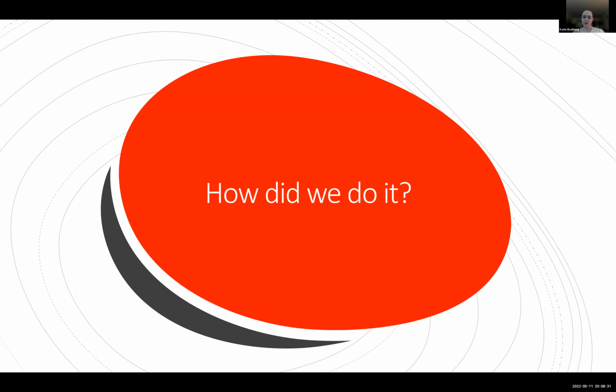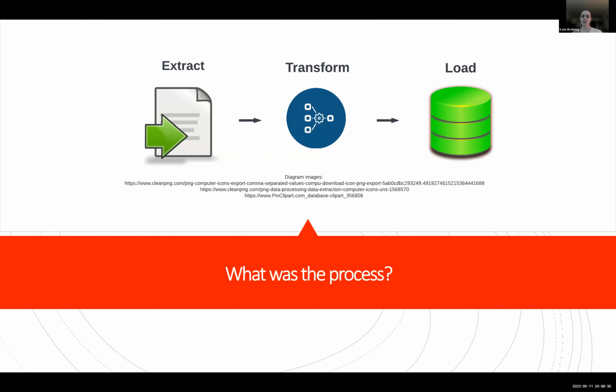So how did we create the database? We used a process called extract, transform, and load. So that process consists of taking those flat files, the extraction, and then manipulating them and breaking them apart to make them usable in the transform process, and then loading them into the final dimensional database.